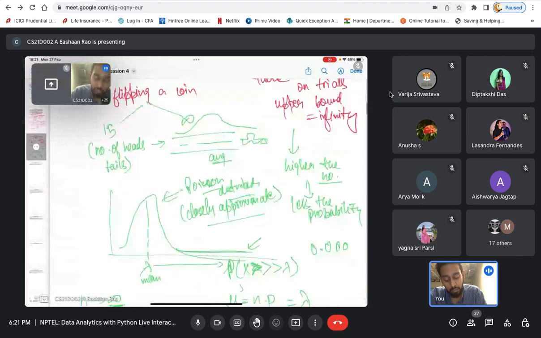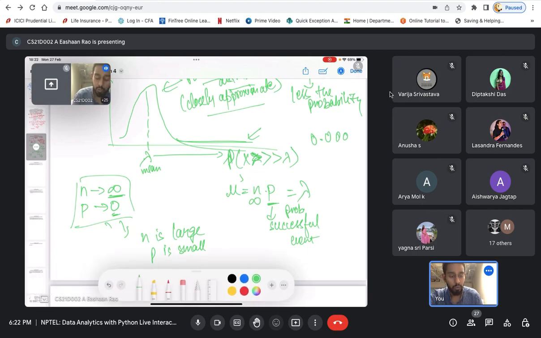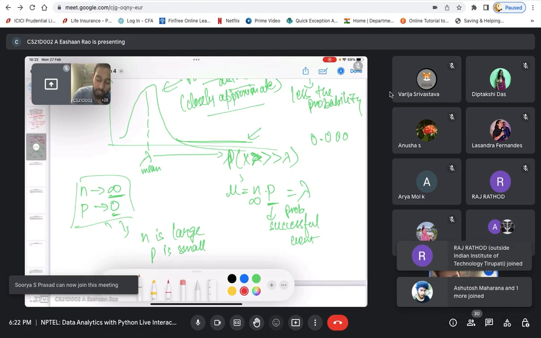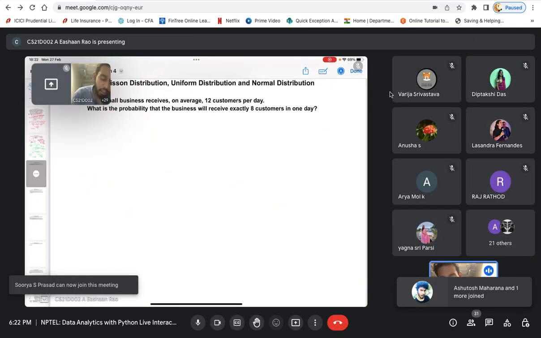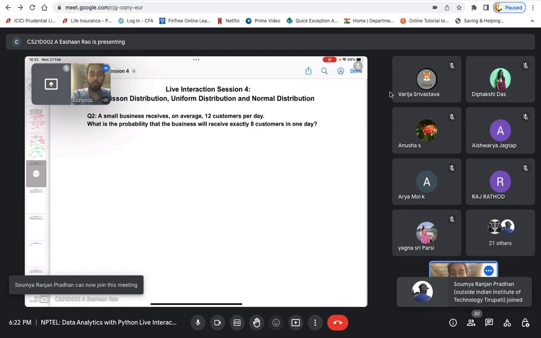So this is the relationship between Poisson and binomial. In Poisson, n tends towards infinity, that is, the upper bound tends towards infinity, so you can get higher numbers, and the probability for higher numbers tends towards 0, that is, the probability gets lower and lower over time. Now that being said, let's go to the new questions with respect to the Poisson distribution.